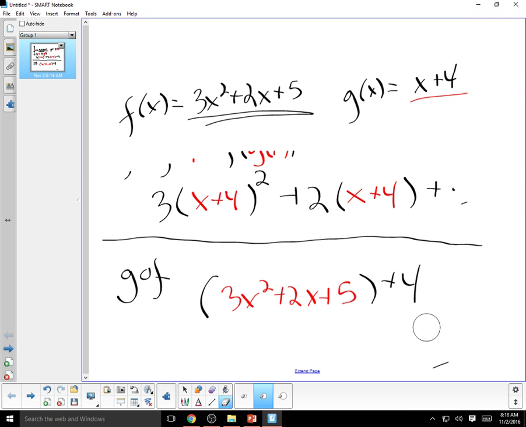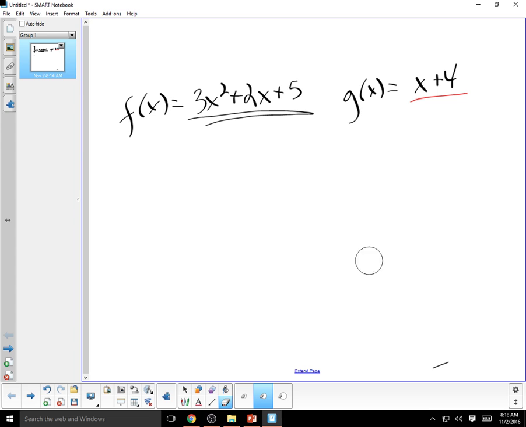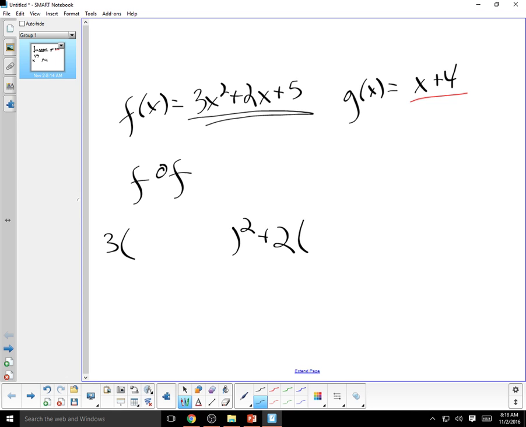Now, sometimes you get some scenarios where they're not really nice. Because I could even calculate f of f if I wanted to, or if they asked me to. All that means is I'm going to take the f function and plug the f back into it. It's called inception. So I would have to go 3x squared plus 2x plus 5. And what goes into the f function? The f function again. So I would have to throw in 3x squared plus 2x plus 5. Clean that up, and there's f of f of x.